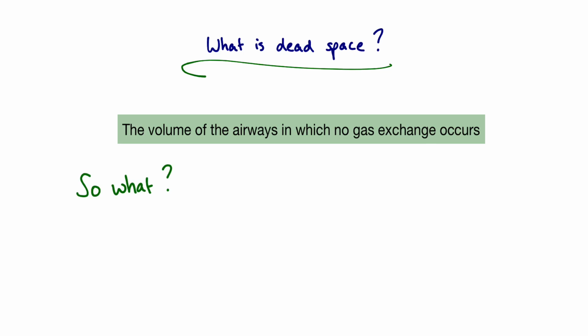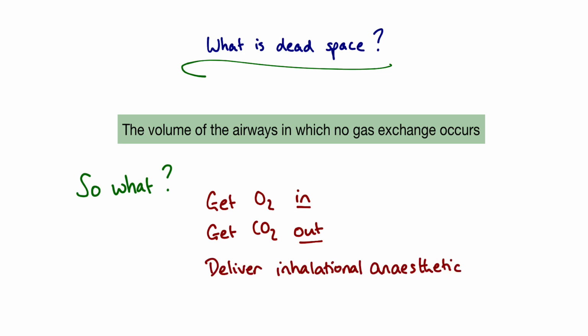And why might this be important to us, and particularly in anaesthetics? Well, we need gas exchange to occur in order for oxygen to get into the circulation. We need it to occur in order for CO2 to get out of the circulation and then avoid hypercapnia and a respiratory acidosis. And from an anaesthetic point of view, we also need gas exchange to occur if we're delivering our anaesthetic via a volatile route. So if we're using sevoflurane, desflurane, etc., then high volumes of dead space or high dead space fraction could impair our ability to deliver an inhalational anaesthetic.